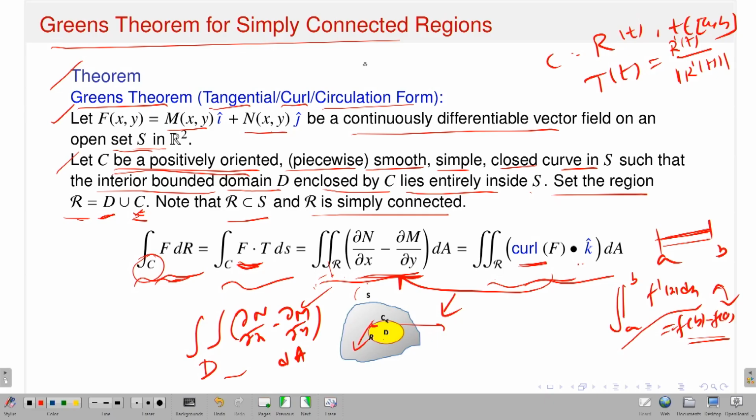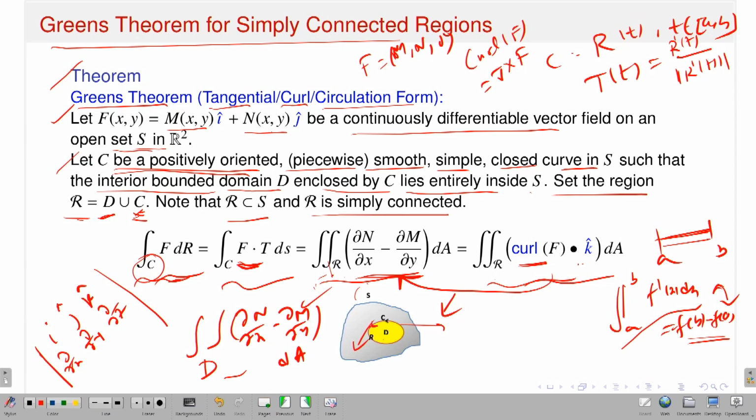So what is curl of F? If I look at my vector field inside R3, what are the components? This should be capital M, capital N and 0, right? And then what is the curl? If I calculate it, this is i cap, j cap, k cap. Curl of F, if you remember, is gradient cross F. So gradient means I have del del x, del del y, del del z, and then you have this vector field, that means M, N, 0. This gives you the curl of F.